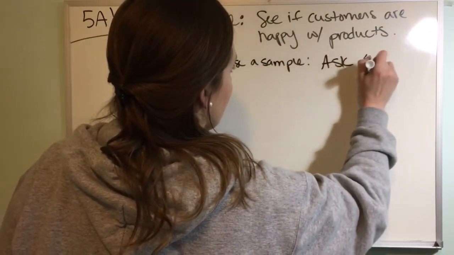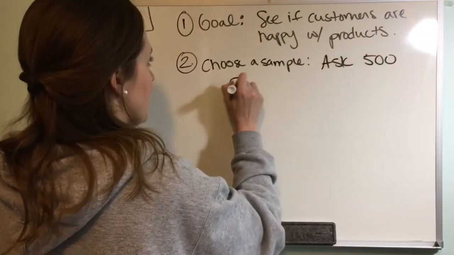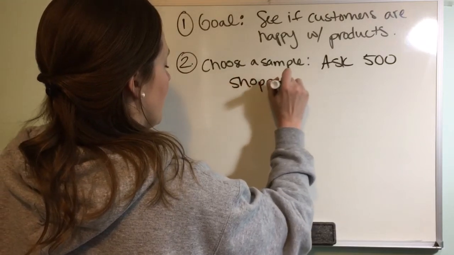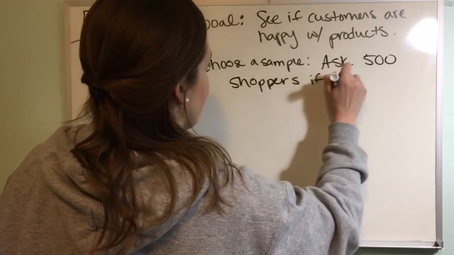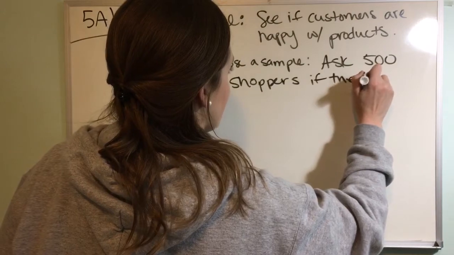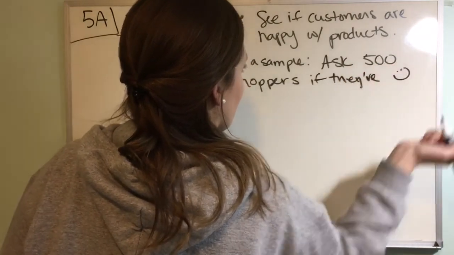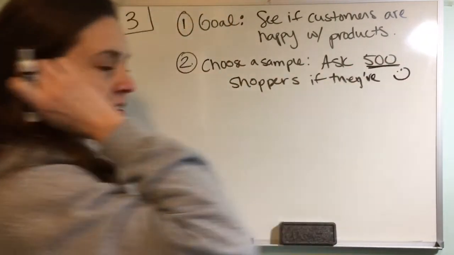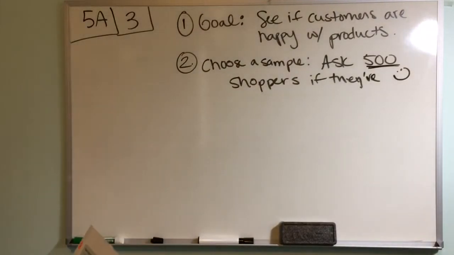I said, ask 500 shoppers if they're happy with the products. I just picked this number. Again, it depends on the size of the grocery store. If it's a tiny grocery store, you're probably not going to ask 500 people. You might not even see 500 people in a month.